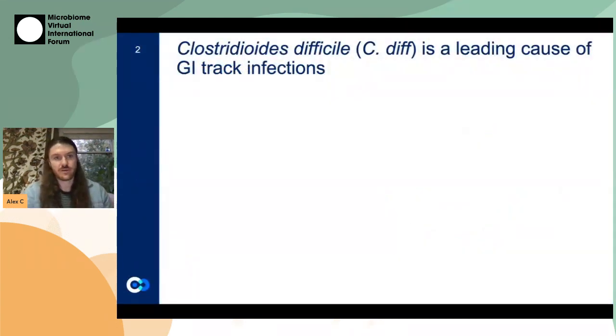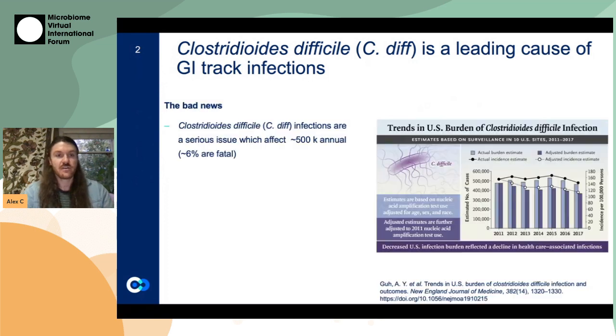So why do we care about Clostridioides difficile or C. diff? Well, C. diff is a leading cause of GI tract infections. While this is a global problem, it's particularly a significant issue in the US and countries like Australia and parts of Europe. In the US alone, around 500,000 people are affected, and around 6% of these infections can be fatal due to severe diarrhea and other complications.